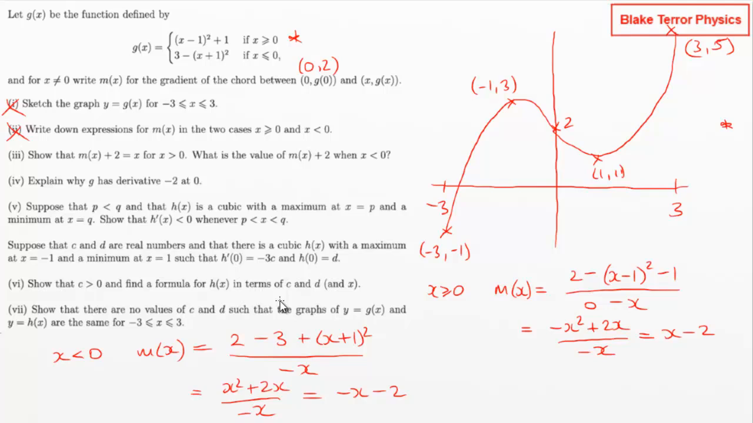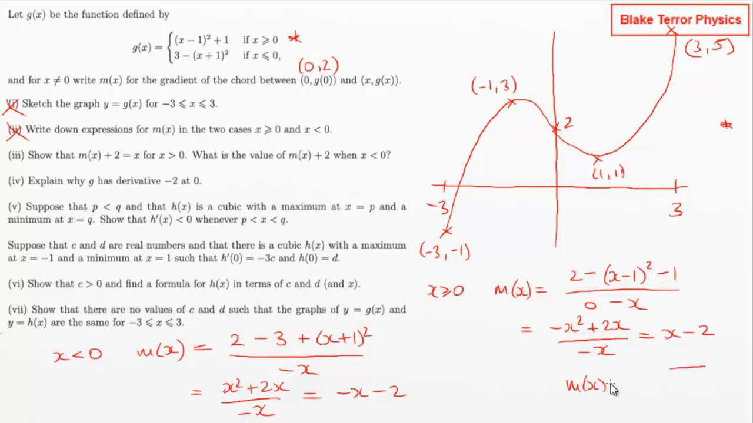Show that m of x plus 2 equals x for x is greater than 0. M of x, well, we've just done that. And the only thing they've done is knock the equal sign off the inequality. So, I mean, that is what we've done here. M function of x plus 2 is equal to x.